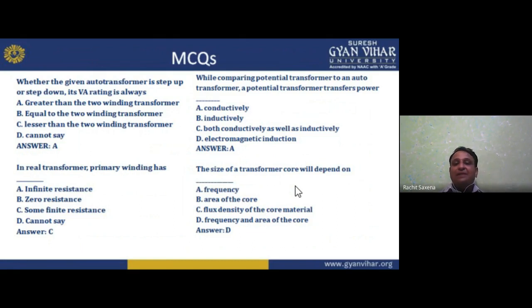Now, while comparing a potential transformer to an auto transformer, a potential transformer transfers power conductively, inductively, or both conductively as well as inductively. Electromagnetic induction. So option is E. But in an auto transformer, power is transferred both conductively and inductively. Now, the size of a transformer core will depend on frequency, area of the core, flux density of the core material, and the frequency and the area of the core. So frequency and the area of the core, that is option number D. So these are the multiple choice questions related to the auto transformer and two winding transformer.